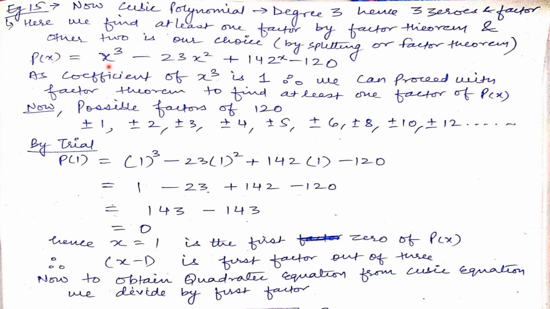p(x) equal to x cube minus 23x square plus 142x minus 120. If you observe, this is the variable of maximum power. What is the coefficient? Again, 1. So we can proceed. Second thing, try to find the constant term. These three are having variable. This is the constant term. That is 120. Oh, sorry, it is minus 120.